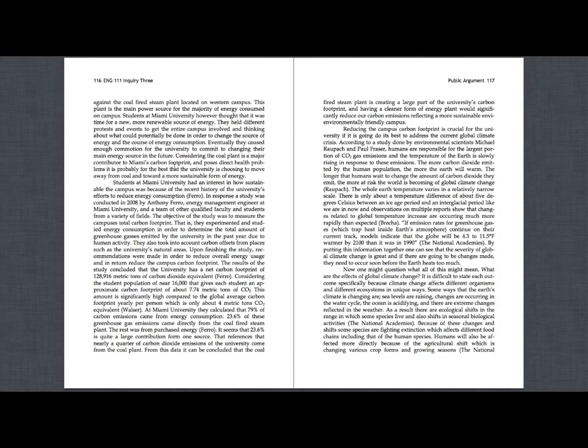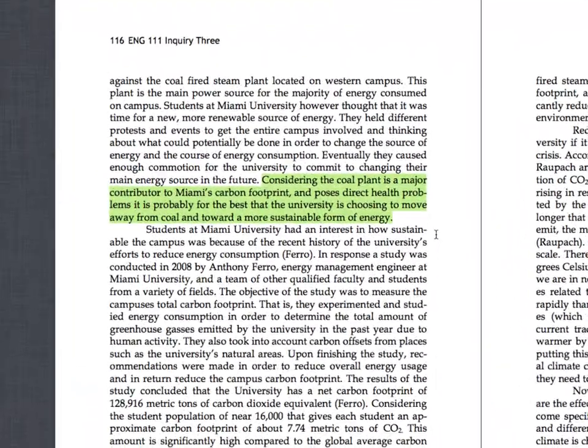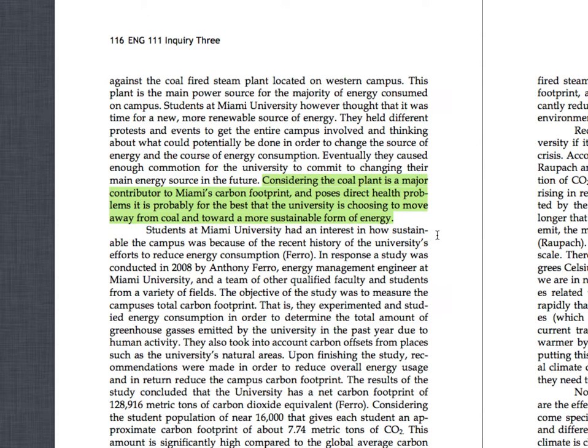Now let's take a look at her thesis. She says, "Considering the coal plant is a major contributor to Miami's carbon footprint and poses direct health problems, it is probably for the best that the university is choosing to move away from coal and toward a more sustainable form of energy." So we see here what the purpose of the essay is: for students in the Miami University community to consider how the university can be more sustainable.